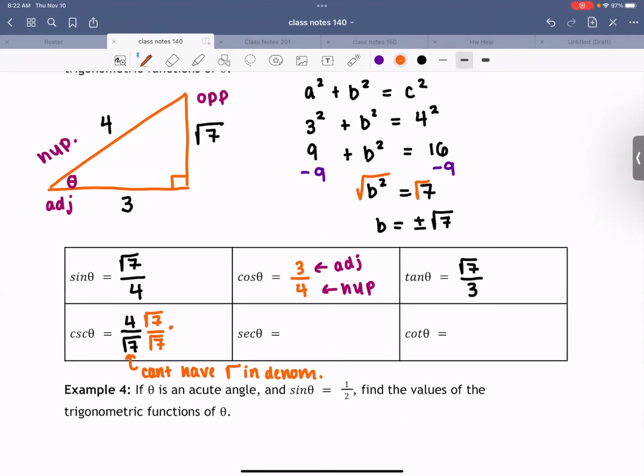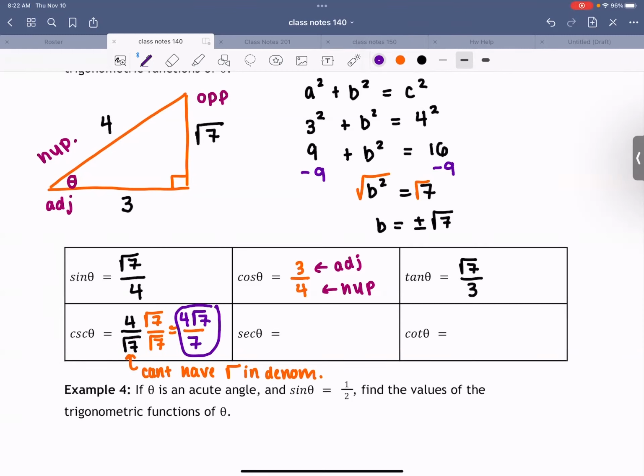Okay, now it's very tempting to do this. Just cancel off the square root of 7. But if you do that, you'll be left with what you started with. So don't cross anything out. Okay, just multiply across. We have 4 square roots of 7 on top. And what's going to be on the bottom? 7. Just 7, right? The square root of 7 times the square root of 7 is just 7. Okay, so this is actually what the cosecant is. All right, any questions on this one?